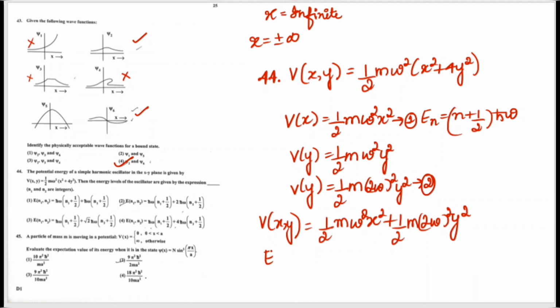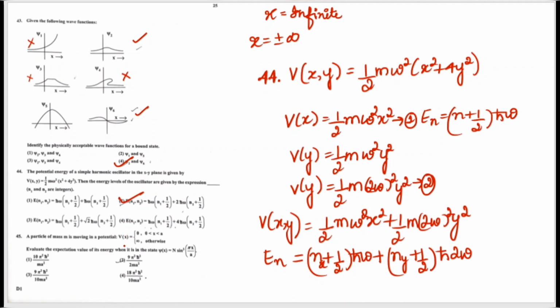So now the energy eigenvalue will be n plus half. Instead of n, you can write nx plus half into h cut omega plus ny plus half into h cut, and instead of omega, here you will get 2 omega. Instead of nx and ny, they have given the integers n1 and n2. So which option is the right option? Option 2 is the right option, that is E of n1 comma n2 equals h cut omega into n1 plus half plus 2 times h cut omega into n2 plus half.